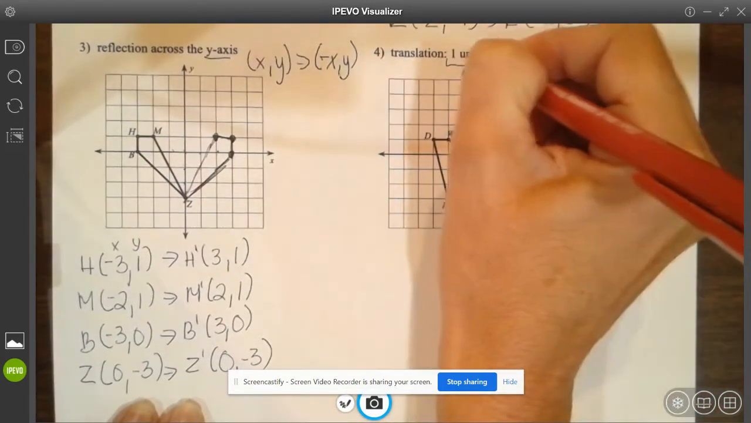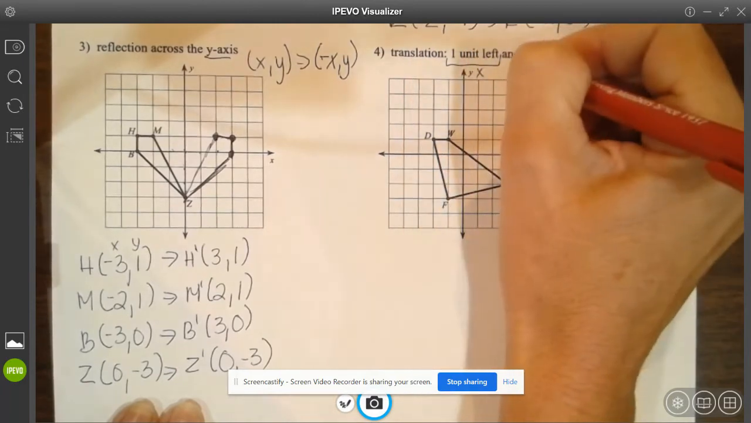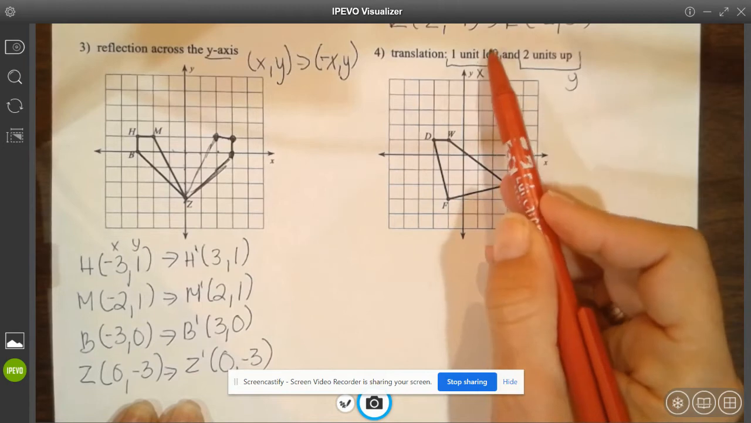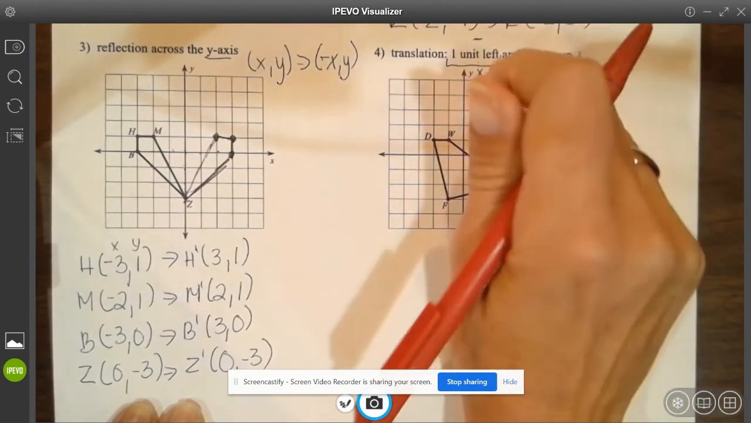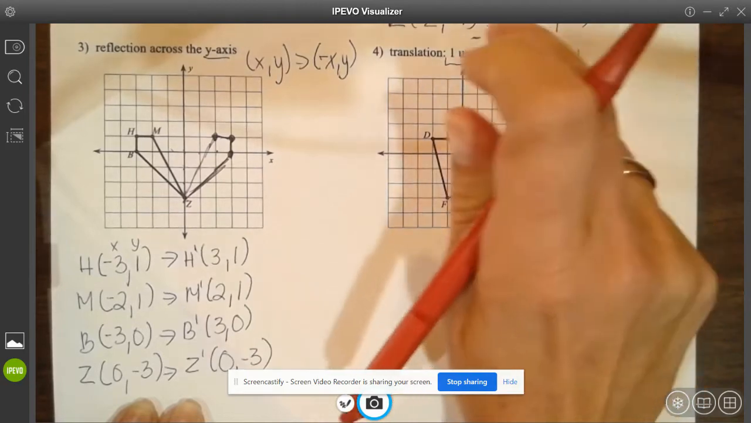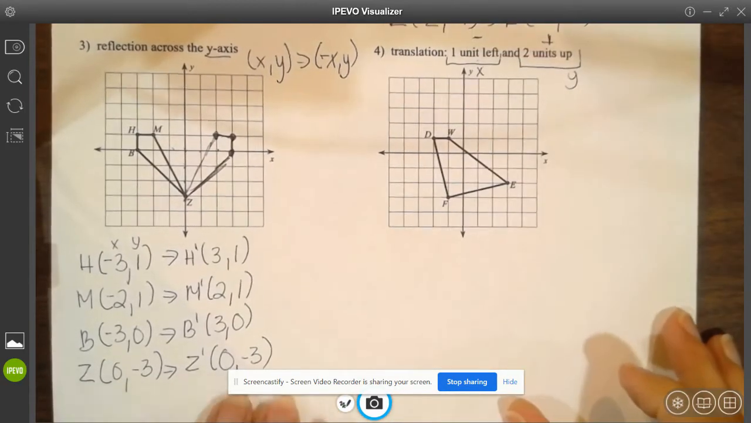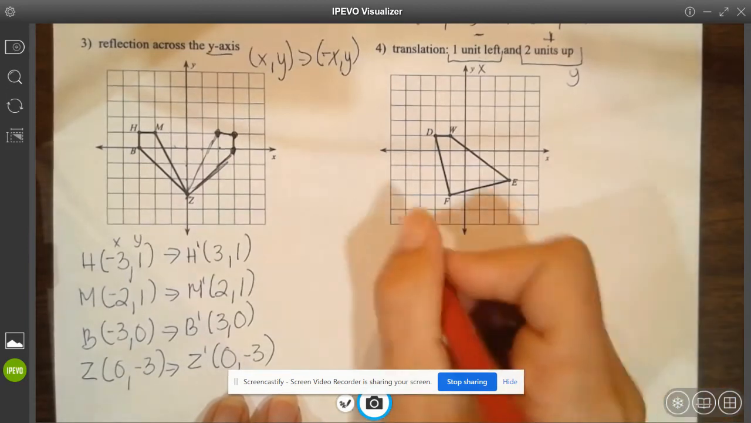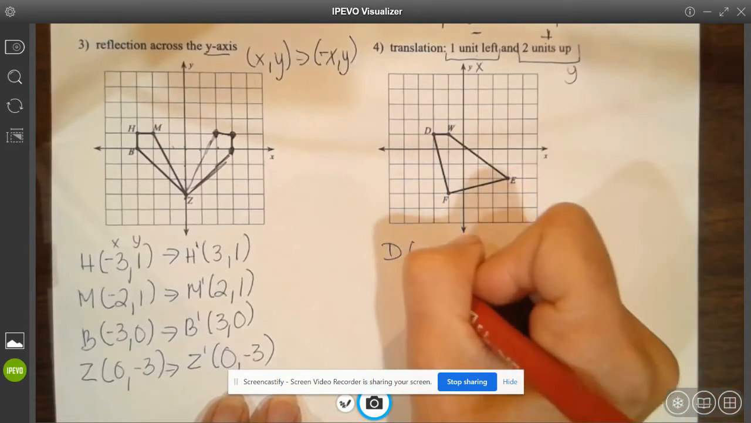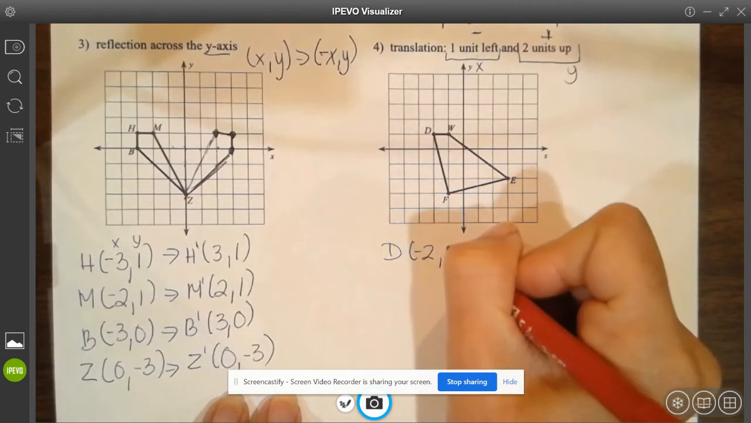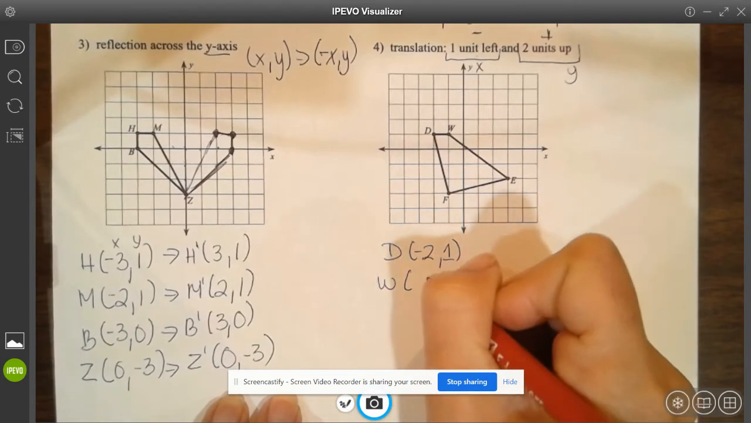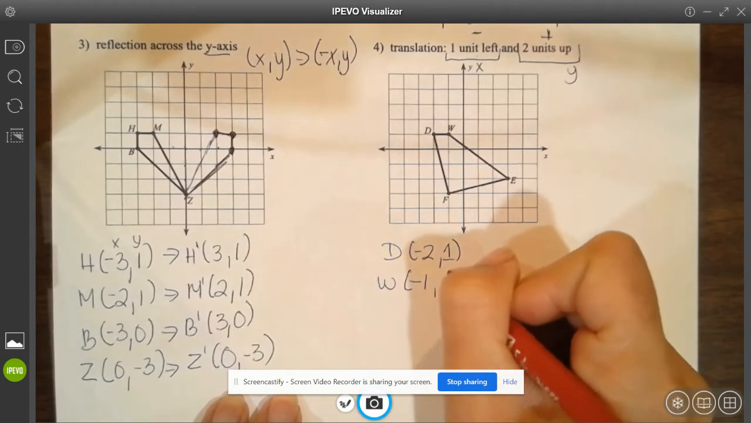So this is my x and this is my y. Okay, so I notice that going left, it's a minus, and then going up is plus. So I have to add 2 to my y and subtract 1 from my x. Let's find those points quick. So that would be D, it would be (-2, 1). My W would be (-1, 1).